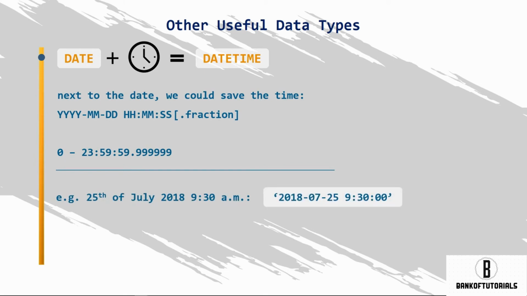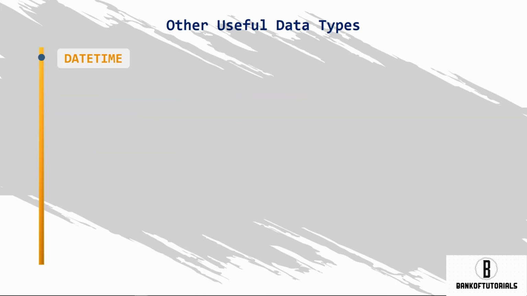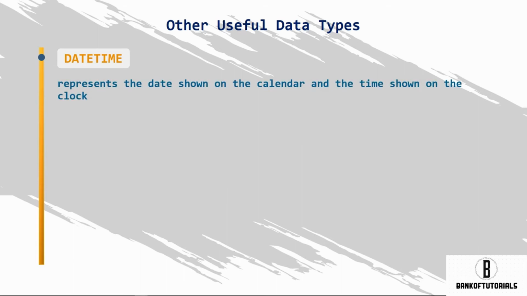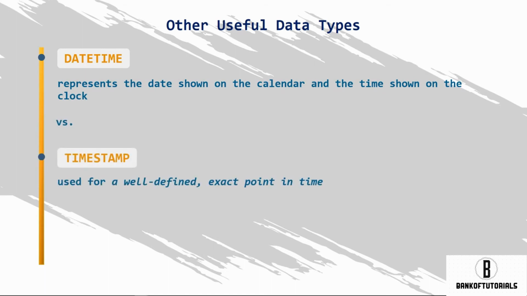Great! These data types refer to date and time precisely. That is, you can think of datetime as representing the date shown on the calendar and the time shown on the clock. The following type, timestamp, is used quite frequently for a well-defined exact point in time. At first sight, this distinction seems vague, I guess, but in a couple of minutes, you will understand what it is about.